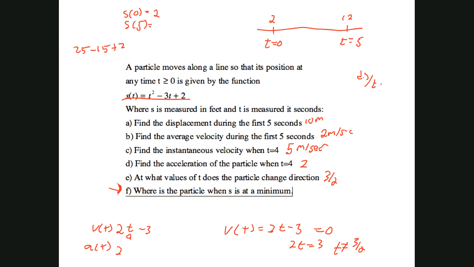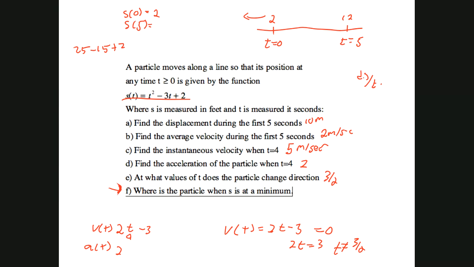Okay, and where's the particle when s is at its minimum? At t equal to 0, it's 2. So I'm going to plug 3/2 in here. Now, I don't have a calculator, guys. So if I put 1.5 into t squared minus 3t plus 2, what do I get? Because I don't know. I would assume it's going to be down here someplace. I would assume the particle started off going to the left. That would be my assumption.